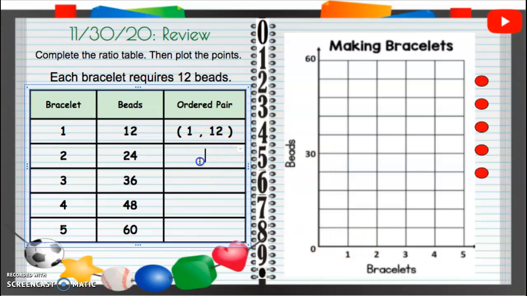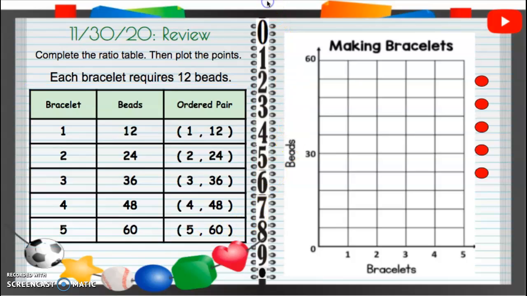1 and 12. All right, now we have 2 bracelets requiring 24 beads. The next one, we have 3 bracelets requiring 36 beads. 4 bracelets requiring 48 beads. And 5 bracelets requiring 60 beads. Now let's plot them.